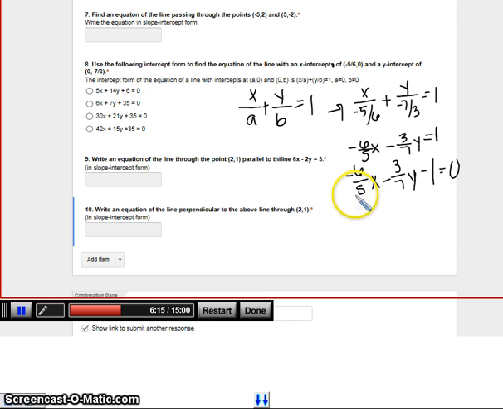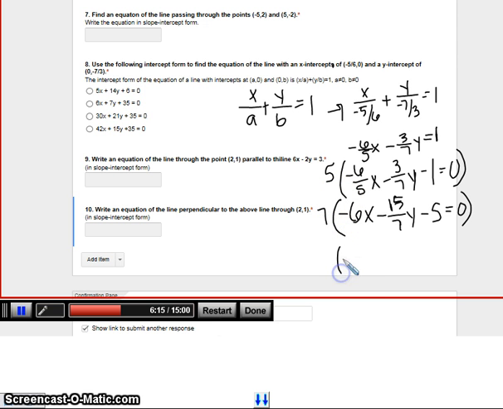I cannot have any fractions, and I notice over here there are no fractions. So you want to multiply to get rid of the 5. So I'm going to multiply everything by 5. So I have negative 6x minus 15 sevenths y minus 5 equals 0. And then I need to get rid of that 7 that's on the bottom, so I'm going to multiply by that. Negative 42x minus 15y minus 35 equals 0.